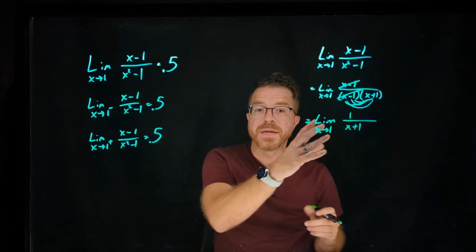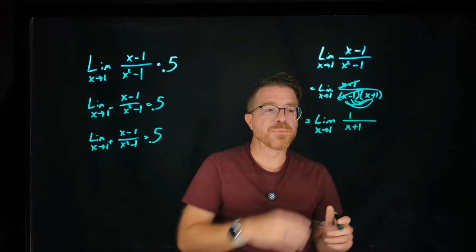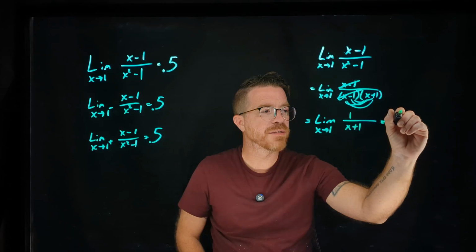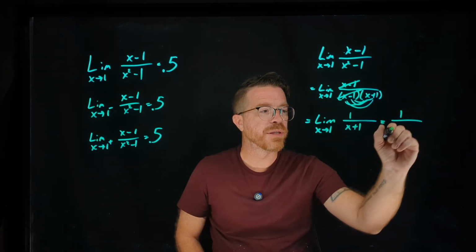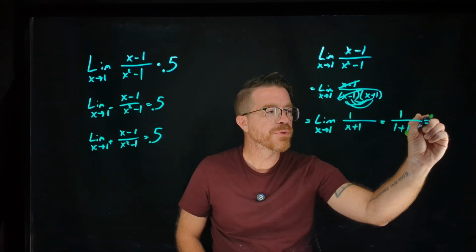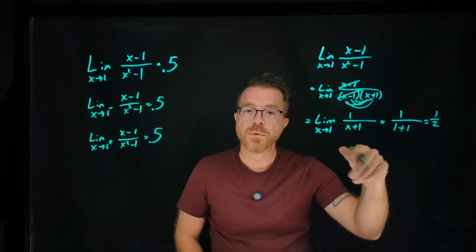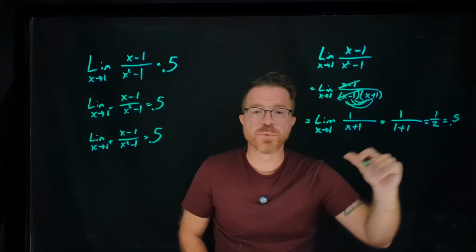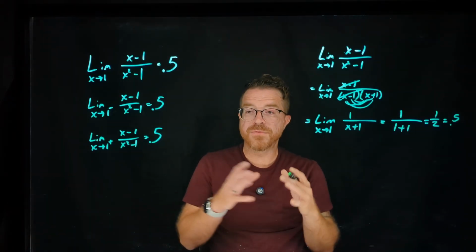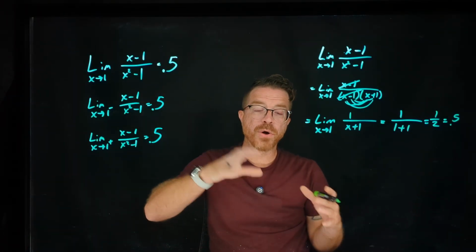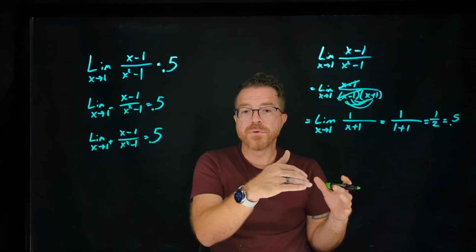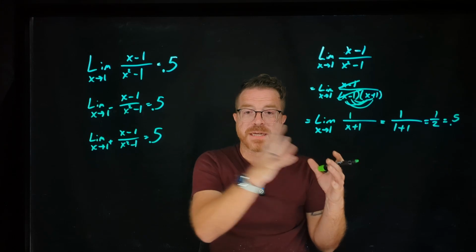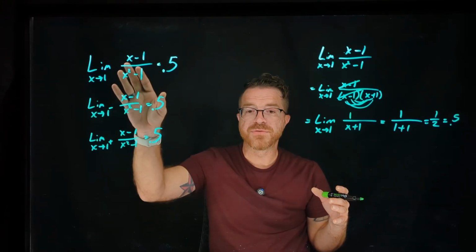Now, if I were to plug in 1 at this point, what happens? Well, I take the limit of 1. The limit of a constant is that constant, so this is 1. Plug in 1 to this, I get 1 plus 1 equals 1/2. Well, 1/2 can also be written as 0.5. So we've actually shown that this function does in fact approach 0.5 as x approaches 1, taking the limit as x approaches 1 for this function, right?